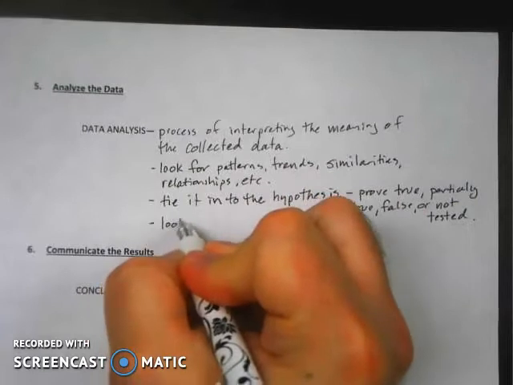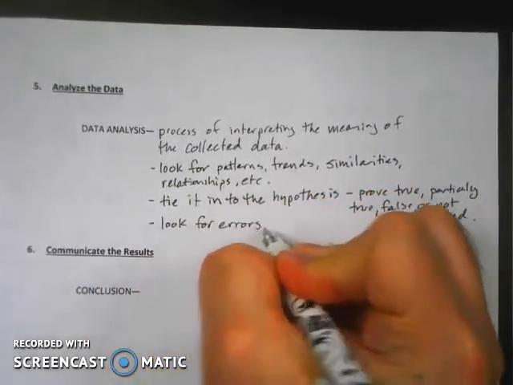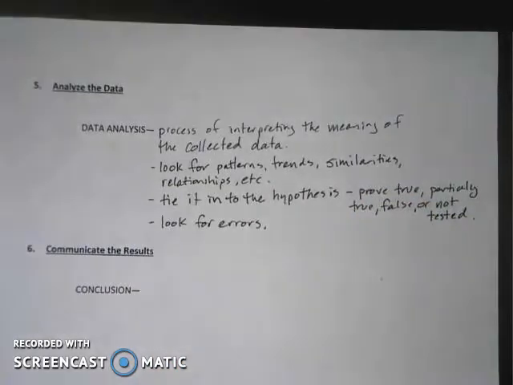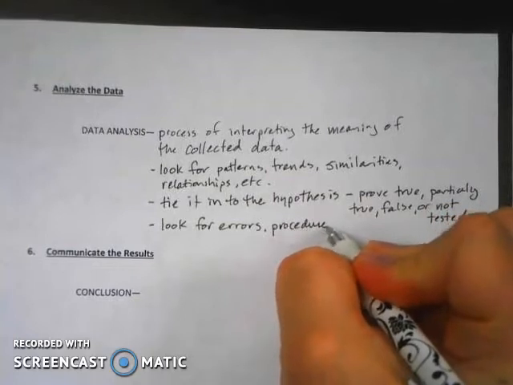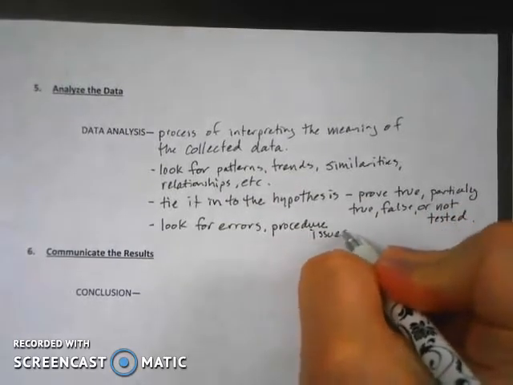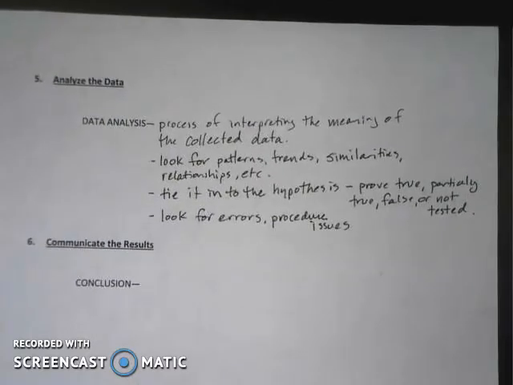You also have to look back at your procedure and you look for errors. You might have had a mistake somewhere and you have to go back and fix it. There could be something wrong with the procedure. So there might have been issues with something and you have to go back and correct that. So a lot of times this happens and you have to go back and redesign the experiment.